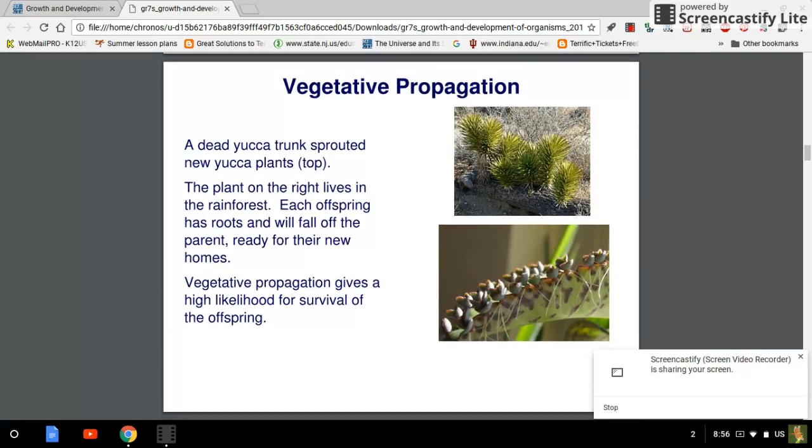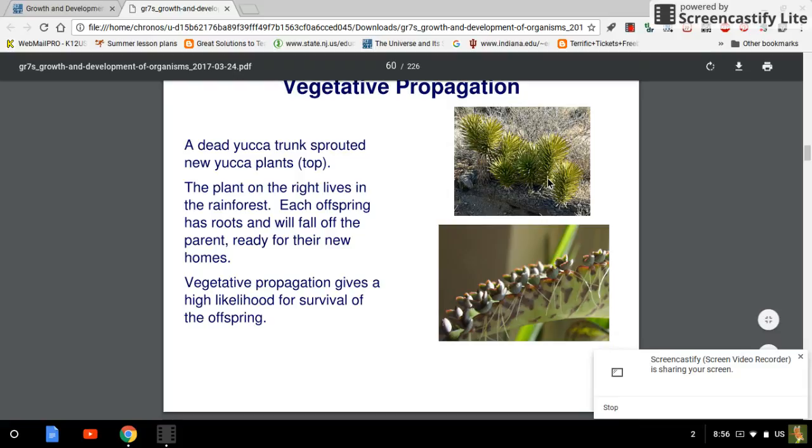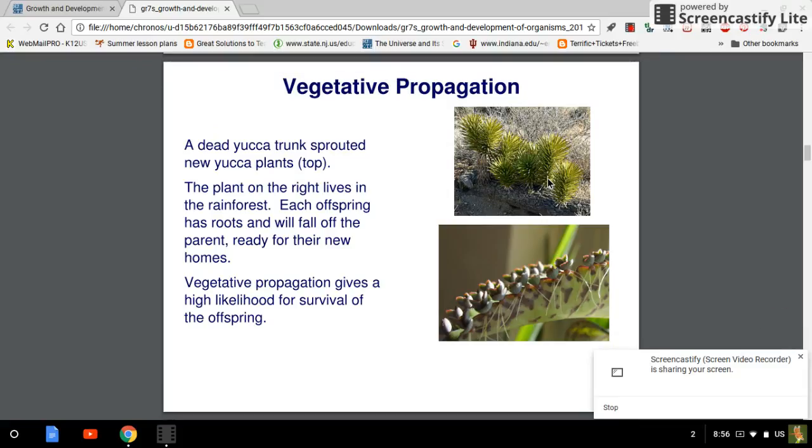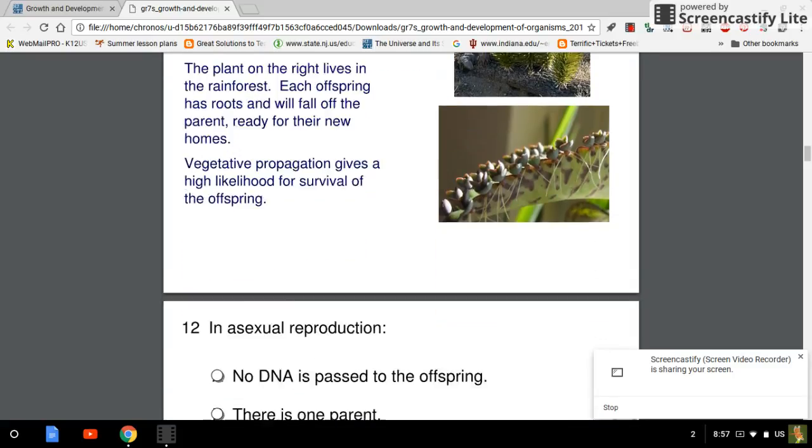A dead yucca trunk sprouted new yucca plants. The plant on the right lives in the rainforest. Each offspring has roots and will fall off of the parent, ready for new homes. Vegetative propagation gives a high likelihood for survival of the offspring.